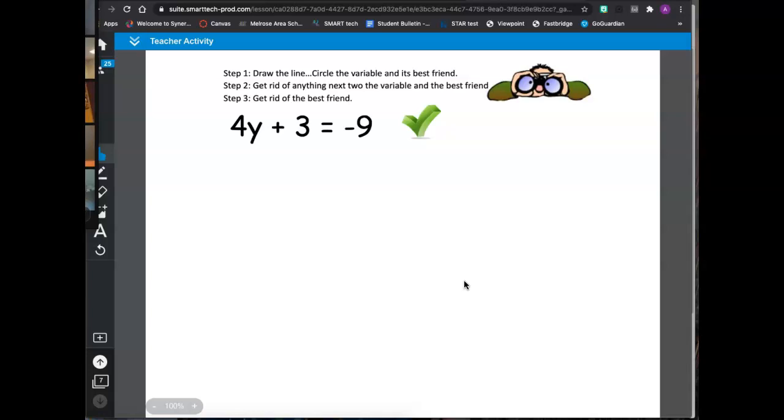So Kaden, after you circle the 4y, you need to get rid of the plus 3. So put minus 3 on each side. You want to keep the variable and the best friend together. Brooke, go ahead and just click OK and rejoin. Hopefully it'll pop up for you then.